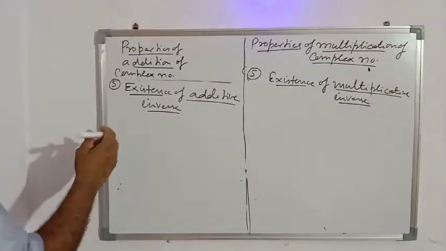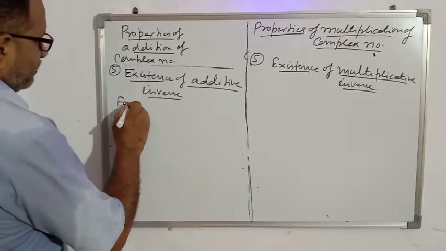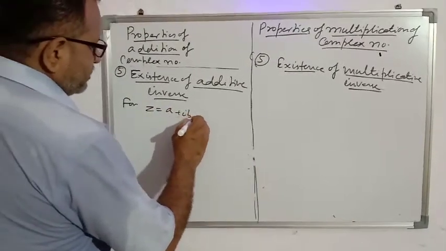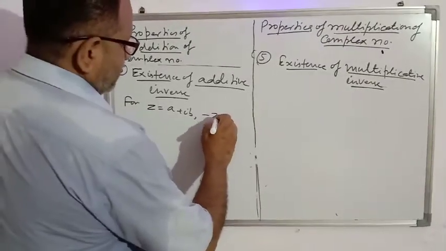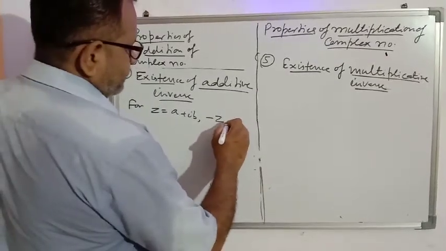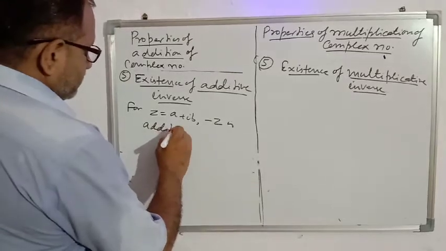So, for z is equal to a plus ib, minus z, meaning the negative of that complex number, is the additive inverse.